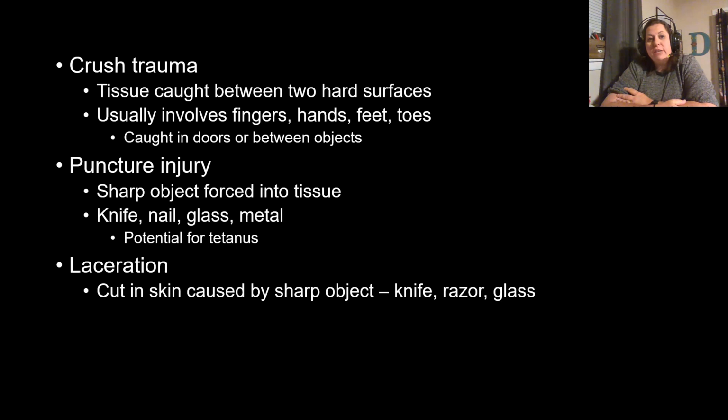A puncture injury is when a sharp object is forced into your tissue. This could be done by a knife, nail, glass, or metal. This can actually cause you to potentially develop tetanus, so we have to be careful of that. And then there's also a laceration. This is a cut in the skin caused by a sharp object like a knife, razor, or glass. So a puncture is when it goes all the way through. A laceration is when it cuts across the surface.